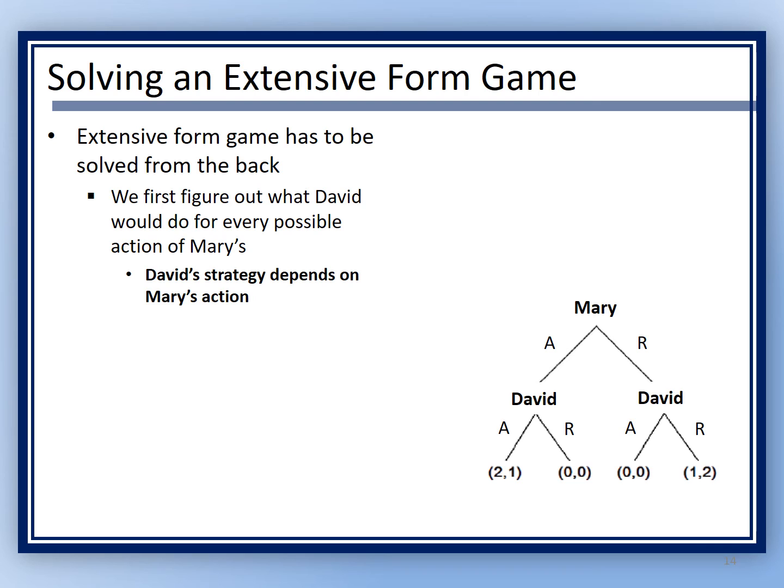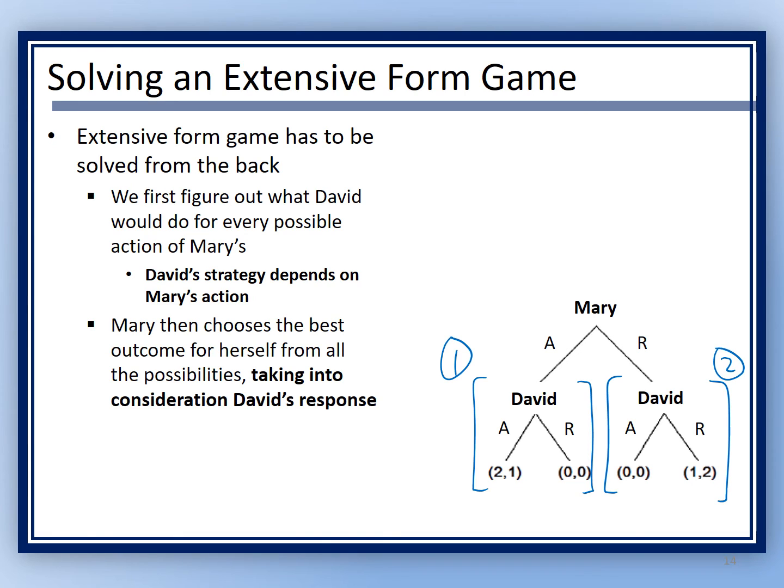David's strategy depends on Mary's action. So there are multiple Davids, as I mentioned. We first solve the bottom layer. There's one game you have to solve where Mary has chosen the action movie. There's another game that you have to solve where Mary has chosen the romance movie. So you have to solve these two games first.